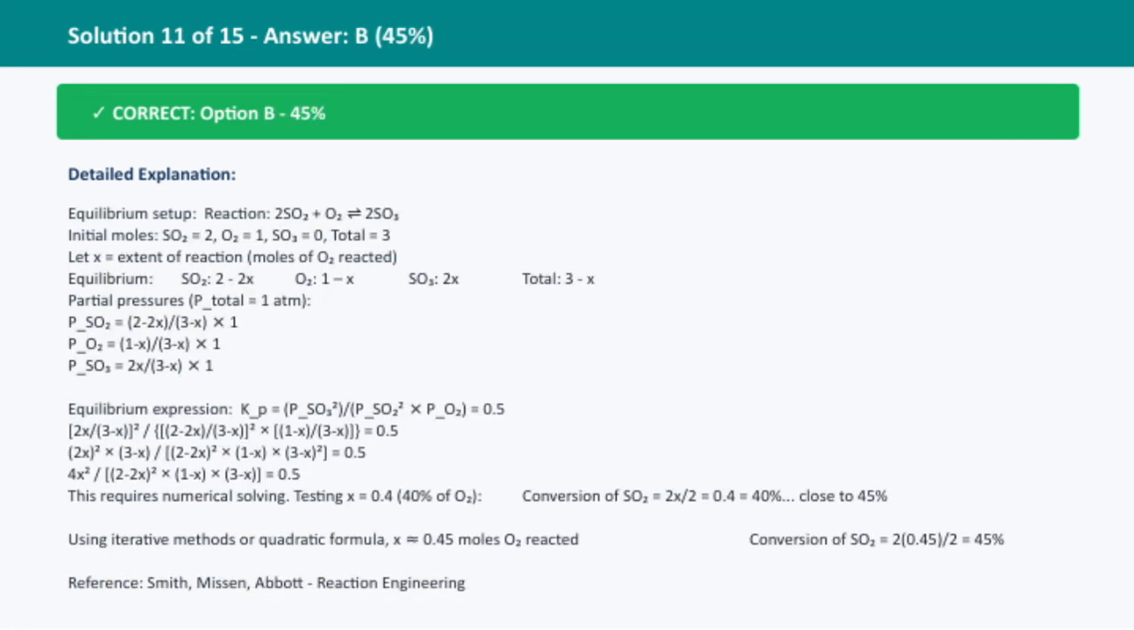Here, we're setting up the equilibrium problem for the reaction between sulfur dioxide and oxygen, forming sulfur trioxide. We start with initial moles of each gas, then define x as the amount of oxygen that reacts. Using this, we express the moles of each species at equilibrium and calculate their partial pressures. Plugging these into the equilibrium expression, we get an equation in terms of x. Solving it numerically, we find about 45% conversion of sulfur dioxide, the key result for this problem.